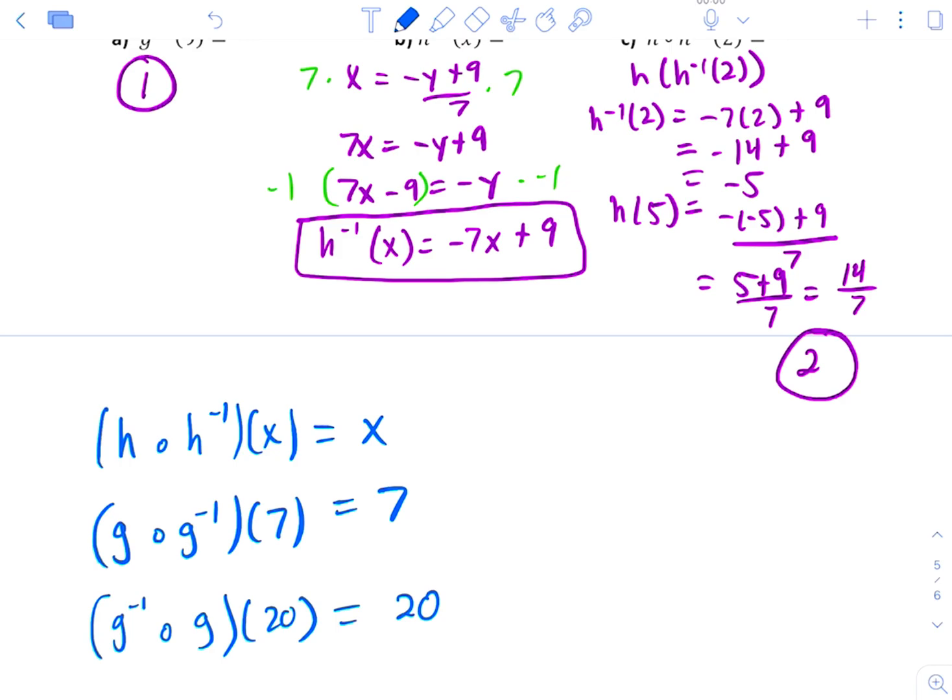Okay. All right, and that is going to conclude section 2.